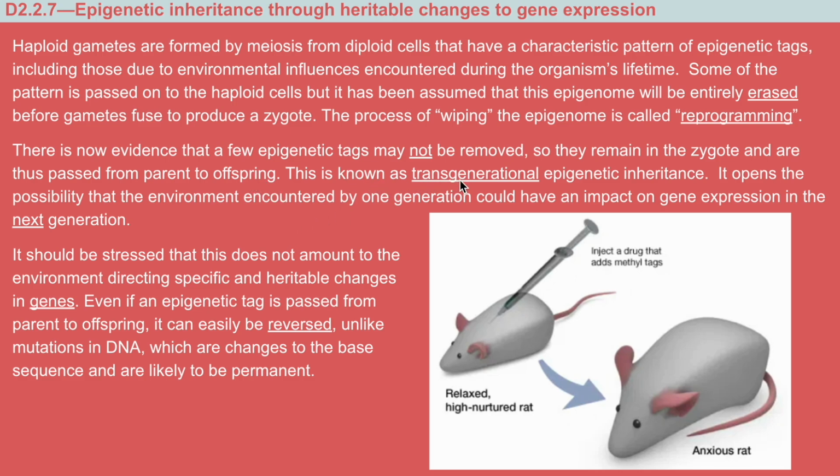This is known as transgenerational epigenetic inheritance. This is being highly researched right now. It opens up the possibility that the environment encountered by one generation could have an impact on gene expression in the next generation. Okay, it should be stressed this doesn't amount to the environment directing specific inheritable changes in genes. Okay, so we're not Lamarck here. Even if an epigenetic tag is passed from parent to offspring, it can easily be reversed, unlike mutations in DNA, which are changes to the base sequence and are likely to be permanent.